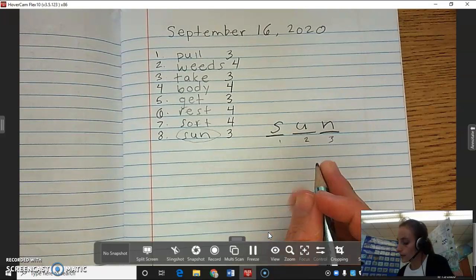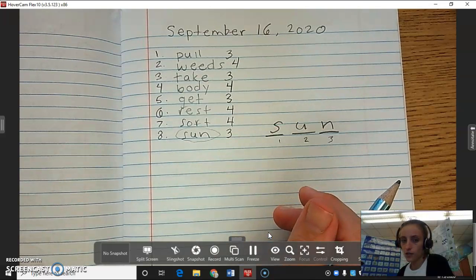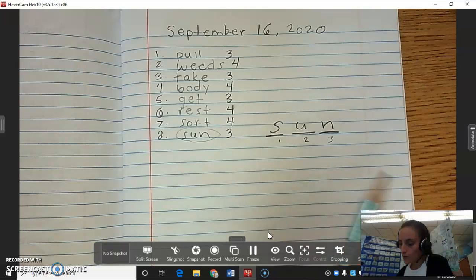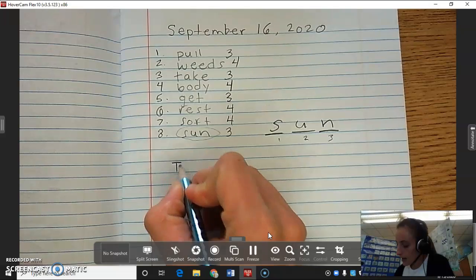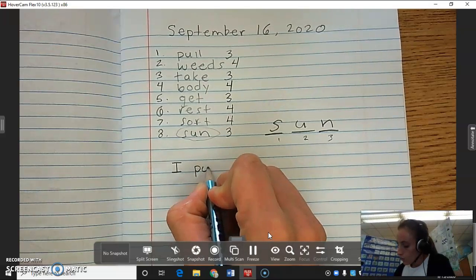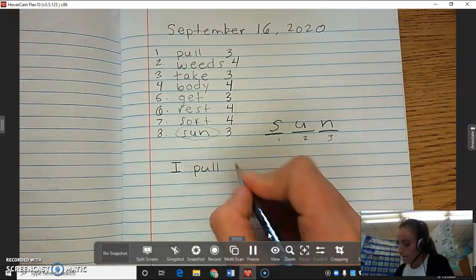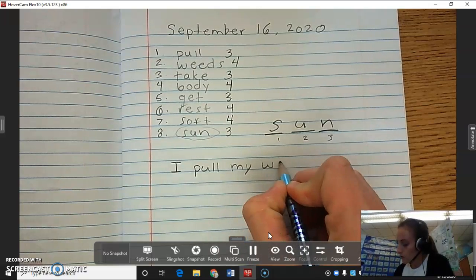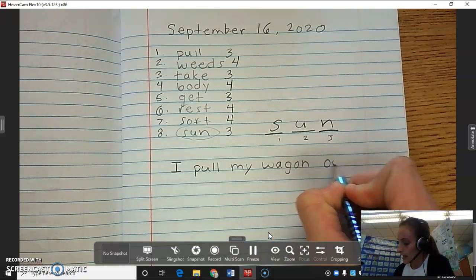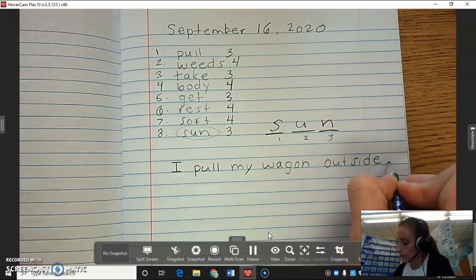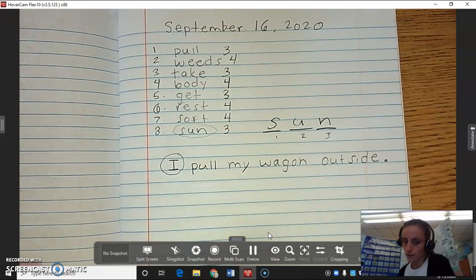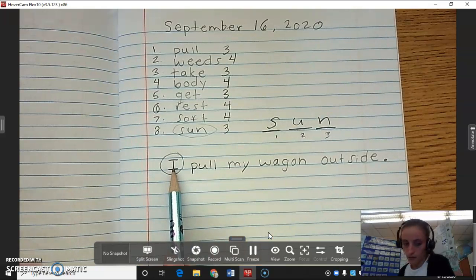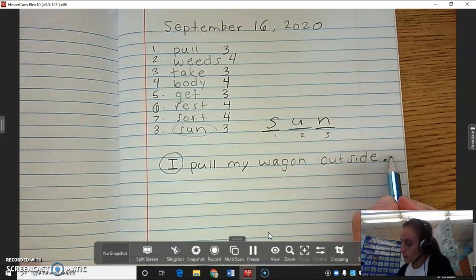Remember, you have all the way until the end of Thursday to finish your sentences. So I'll do an example. Here's pool. I can write, I pull my wagon outside. Period. Notice that I start it with a capital letter. If you do not start the sentence with a capital letter, then it is not correct. Notice I have a period at the end.